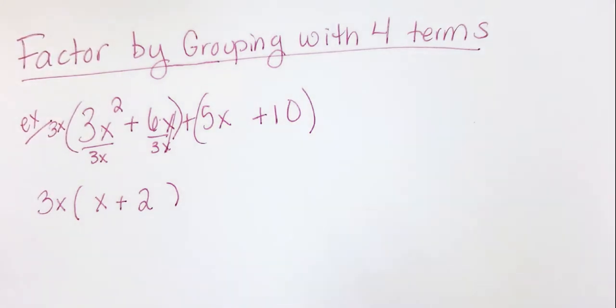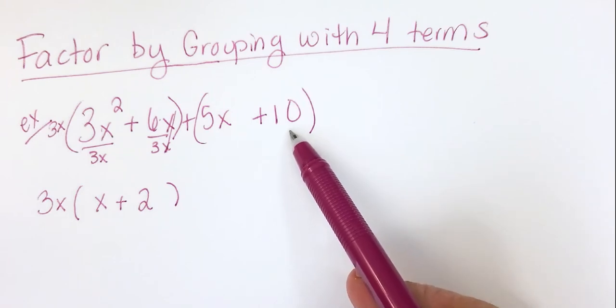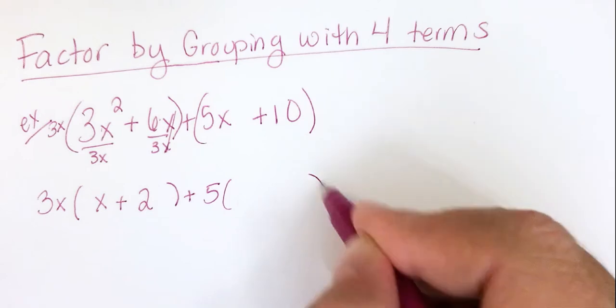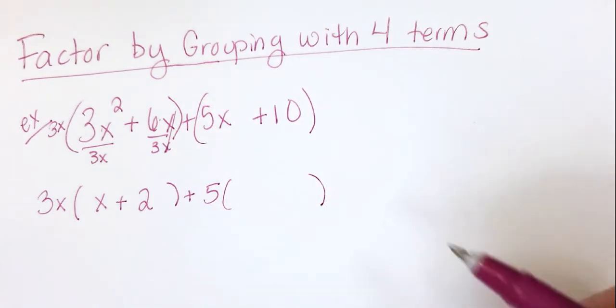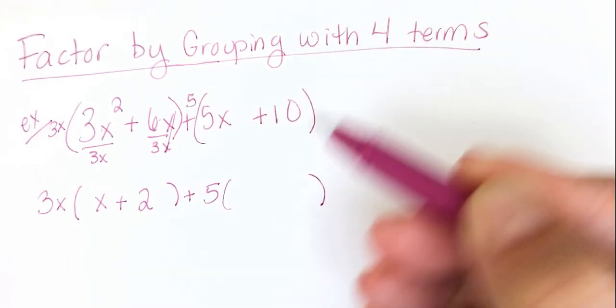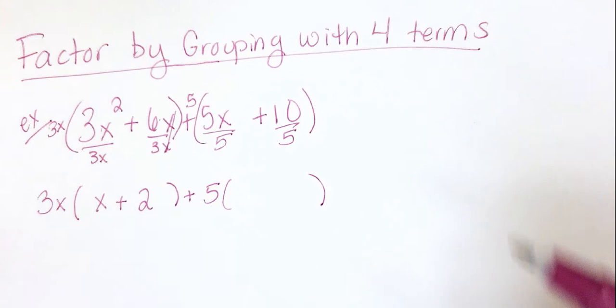Let's look at our second group. We have 5x plus 10. Using my little trick, the smaller number is 5. Does 5 evenly divide into 10? It does. So we're going to put that 5 on the outside, and we need to figure out what our remaining factor is. Once we've determined that 5 is our GCF, we're going to put that in the front and then divide each of these by that 5.